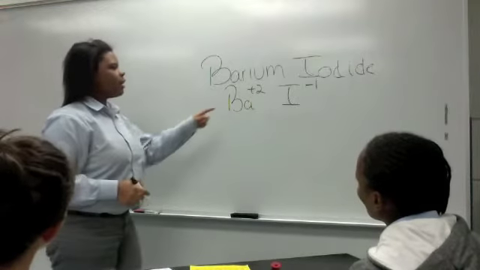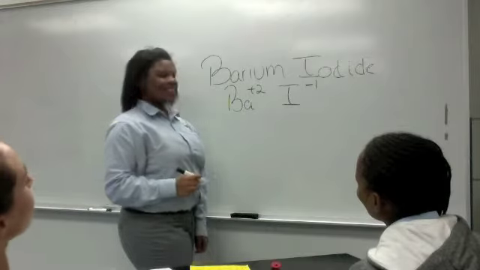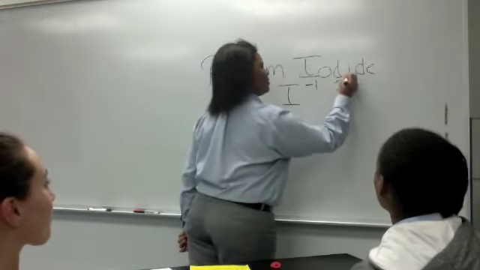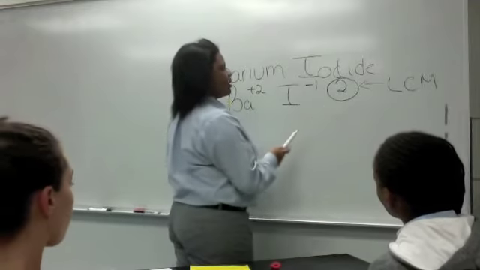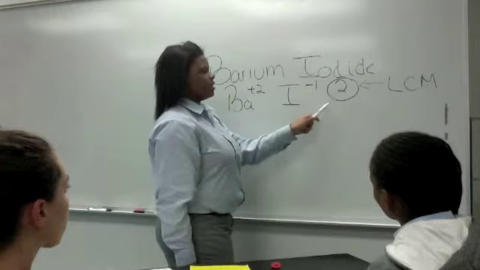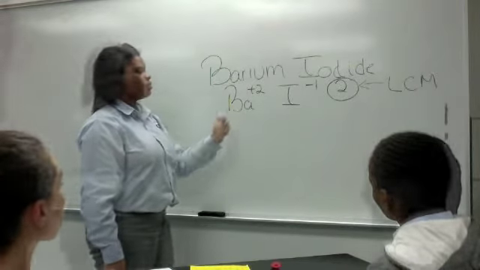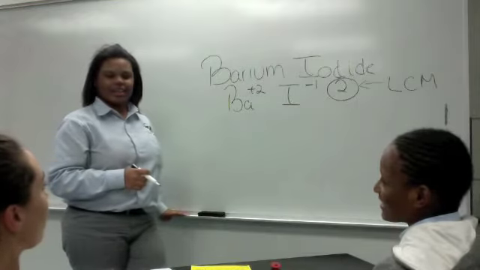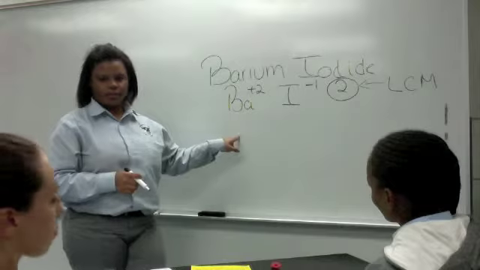Okay, so what is the lowest common multiple for 2 and 1? It's 2. So we're going to put that in a little circle right here. In this circle, it shows the total negative charge you would need, which would be -2, and the total positive charge, which would be +2. Why do they have to be the same? So the overall charge can be 0.